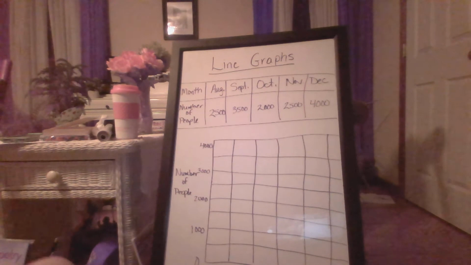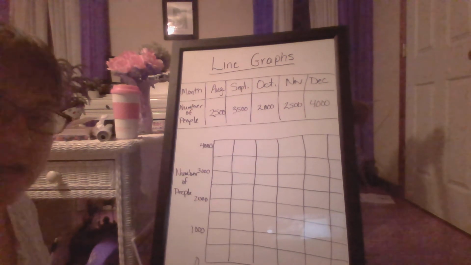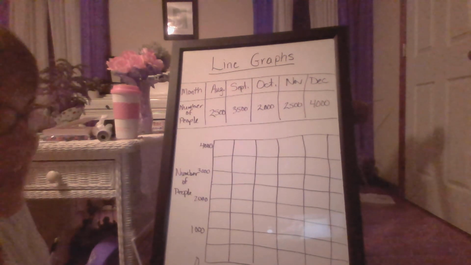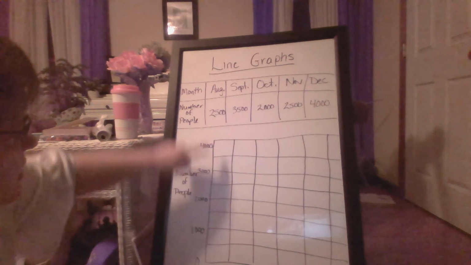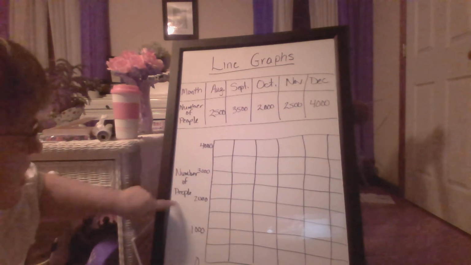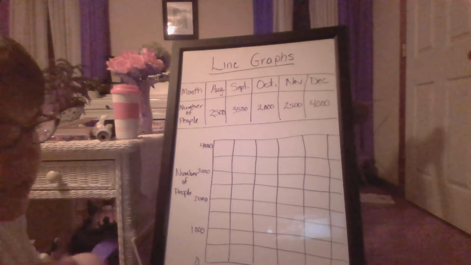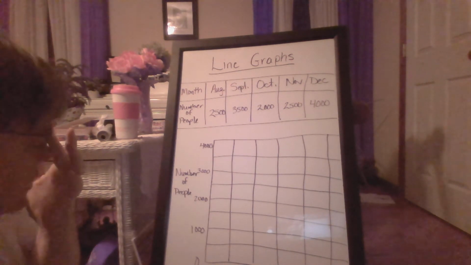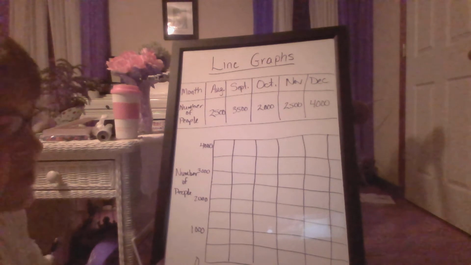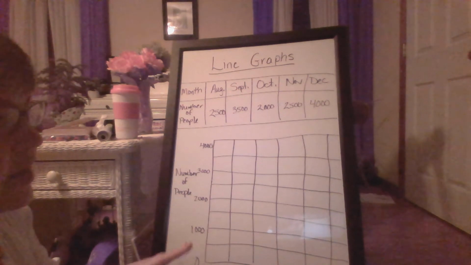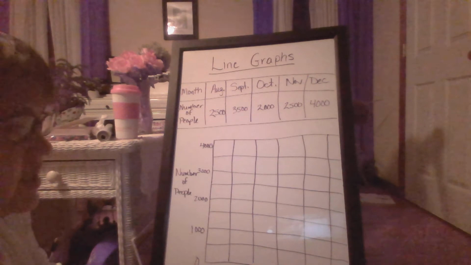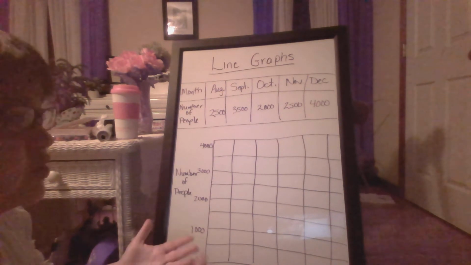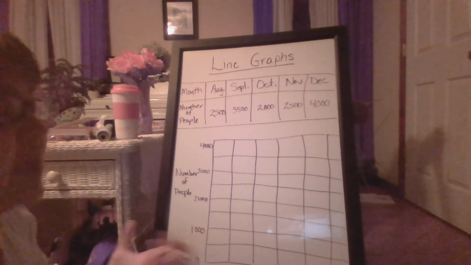So first, when you make a line graph, you have to have a scale. The scale is the numbers on the side. Now ours is number of people. Sometimes it can be a number of anything. But you have to decide if your scale is going to count by ones or fives or tens or 20s or 50s or 100s or 500s or 1000s.